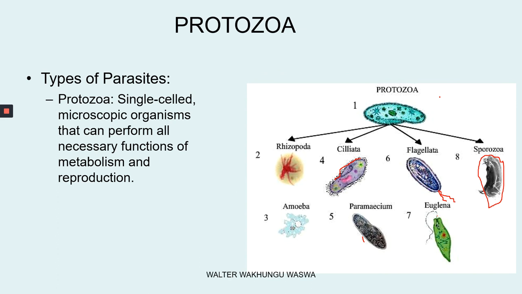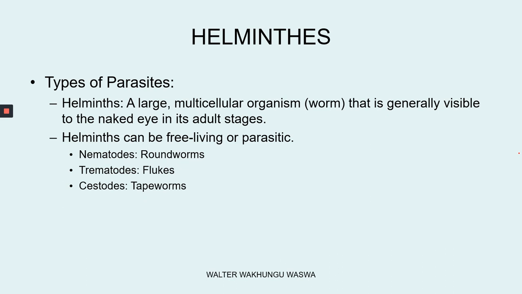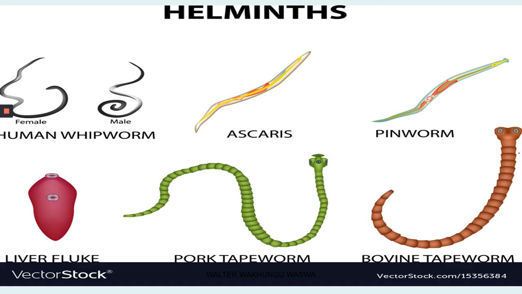Let's look at the helminths. Helminths are large multicellular organisms that are generally visible to the naked eye in their adult stages. Helminths can be free living or parasitic. We have the nematodes, which are roundworms, trematodes, which are flukes, and cestodes, which are tapeworms. So this is how they look. So whipworm, in humans we have the female and male. Ascaris, I think that is how they look. Pinworm, that's how they look. We have the bovine tapeworm and pork tapeworm.